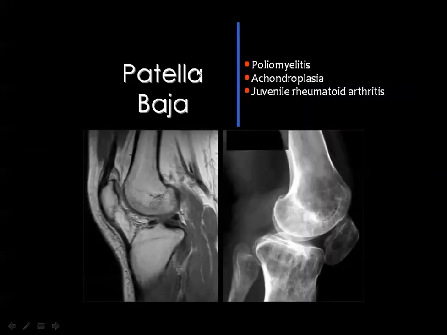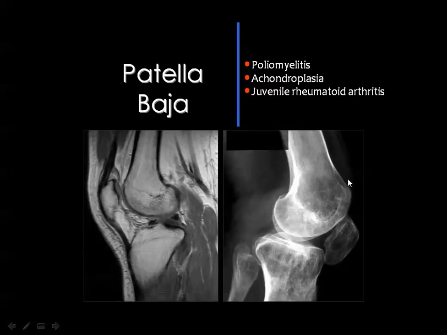And patella baja, meaning that the patella is inferiorly displaced and the infrapatellar tendon is short, as you can see here. If you compare the length of the patella with the length of the infrapatellar tendon, you can see that both are equal. But in normal conditions, this tendon will be 1.3 the length of the patella itself. This condition is seen commonly in poliomyelitis, in some cases of achondroplasia, and also in some cases of juvenile rheumatoid arthritis.